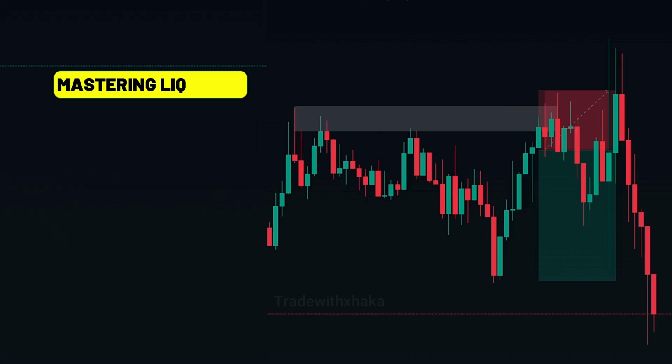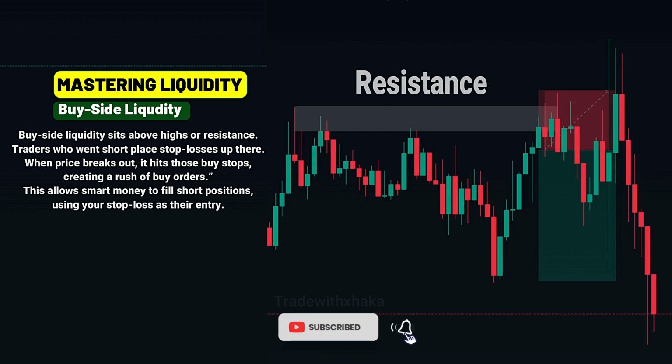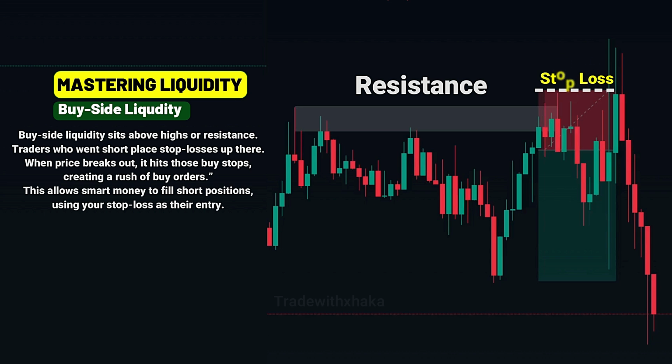Now let's flip it to buy side liquidity. Whenever you hear about buy side liquidity, it is just liquidity that sits above highs or resistance. You can see this in the image displayed on your screen. Traders who went short place their stop losses up there. When price breaks out, both breakout traders and people who placed their stop loss to go short there hit those buy stops, creating a rush of buy orders. This allows smart money to fill their short position using your stop loss as their entry.